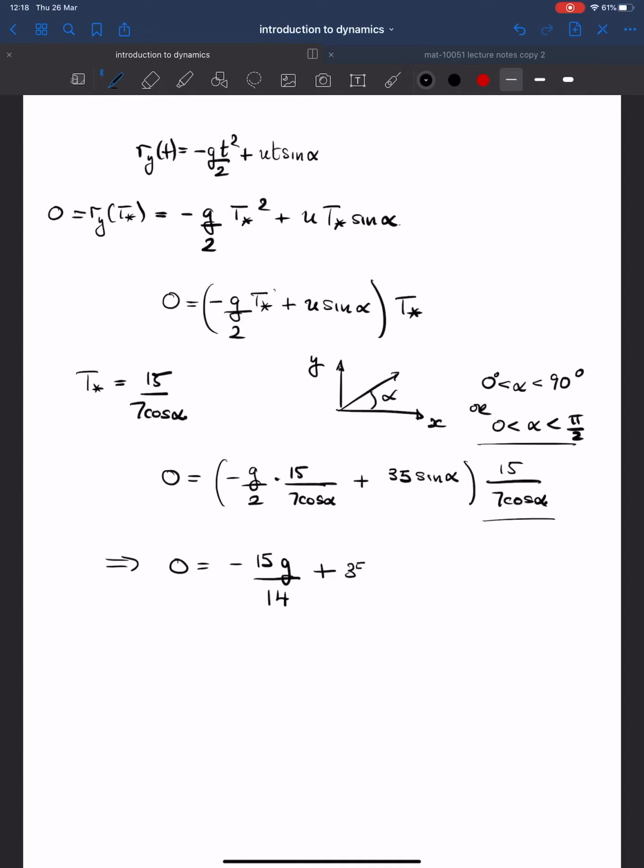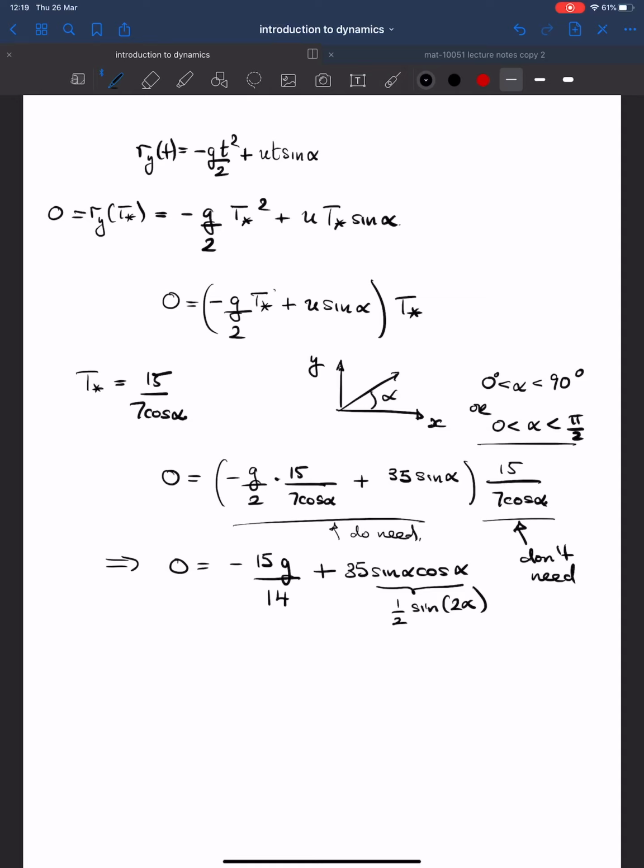I have 35 sine alpha cos alpha. Now remember this one, that this is actually 1/2 sine of 2 alpha. So we don't need this, it doesn't help. But we do need the other factor, as this can be 0 for a given alpha.